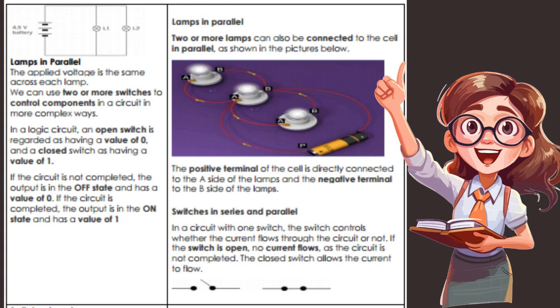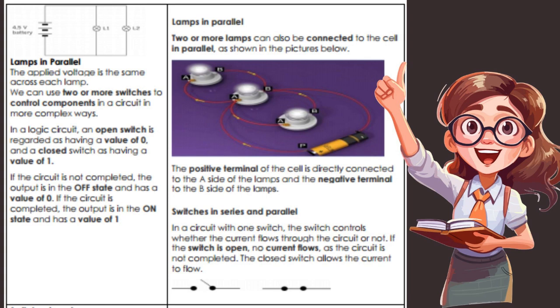We can use two or more switches to control components in a circuit in more complex ways. In a logic circuit, an open switch is regarded as having a value of 0, and a closed switch as having a value of 1. If the circuit is not completed, the output is in the OFF state and has a value of 0. If the circuit is completed, the output is in the ON state and has a value of 1.